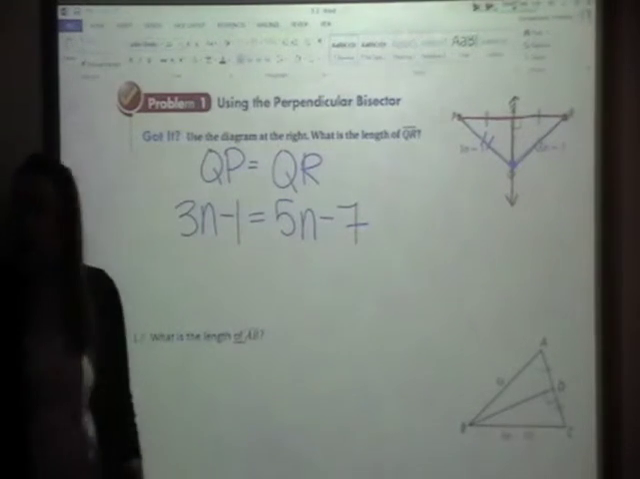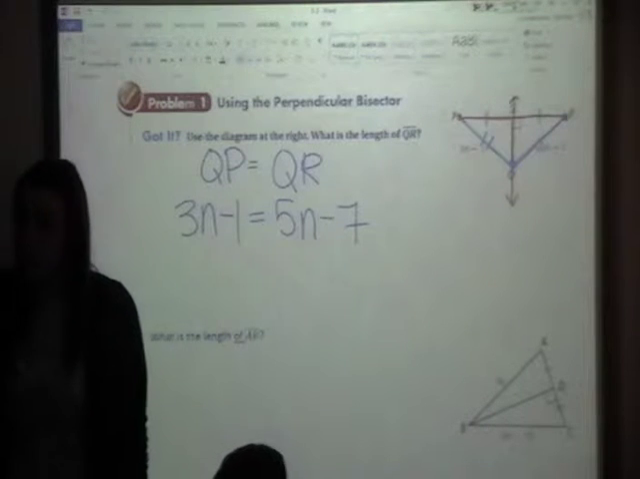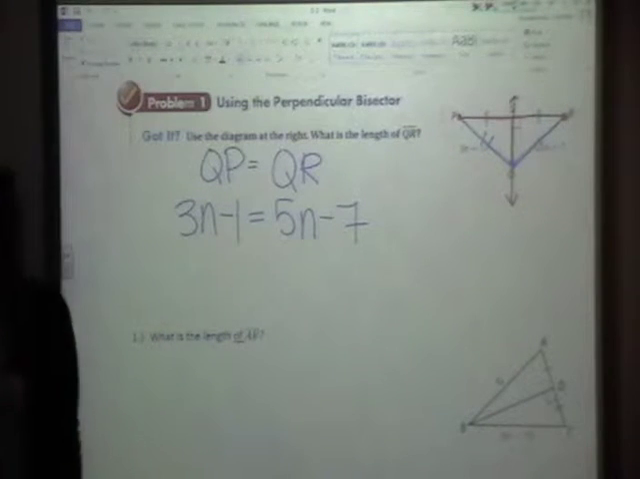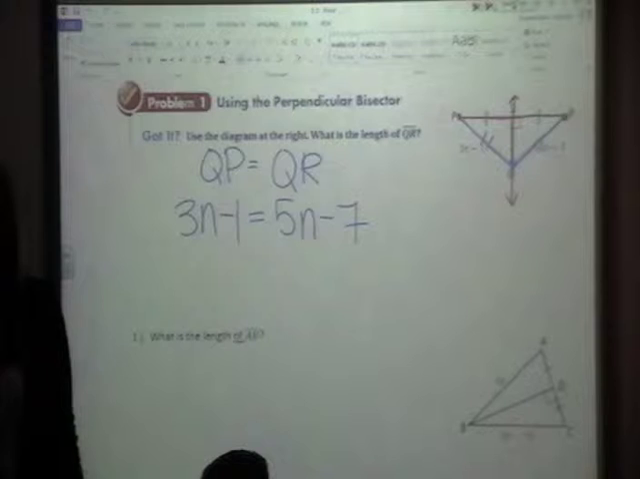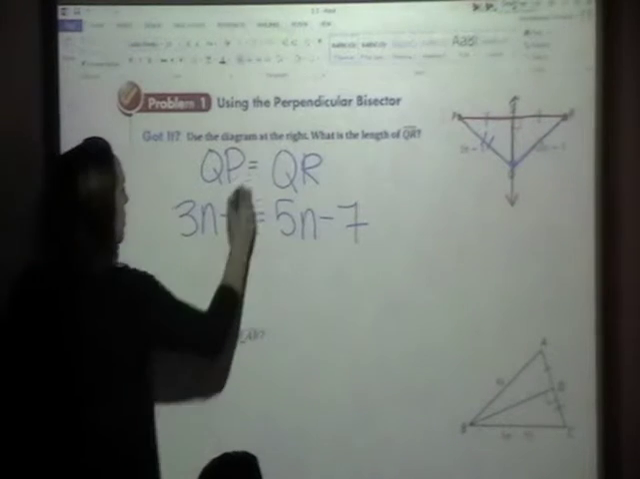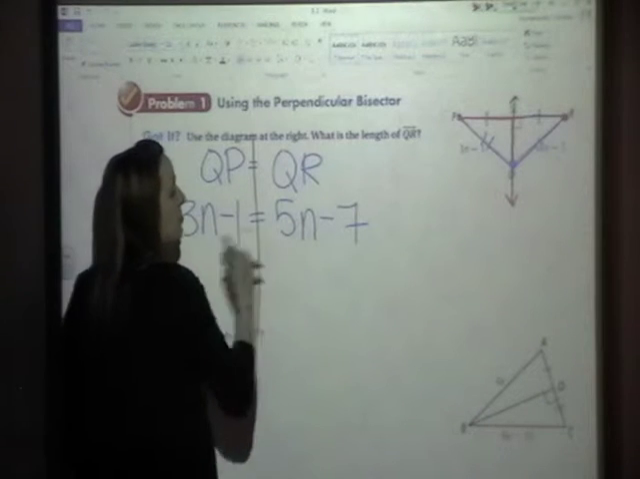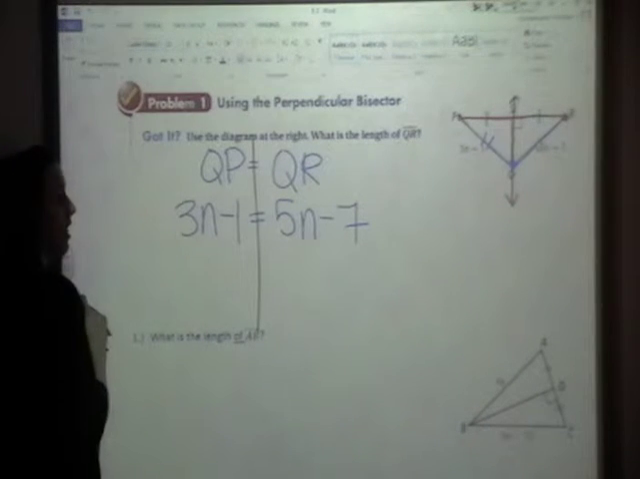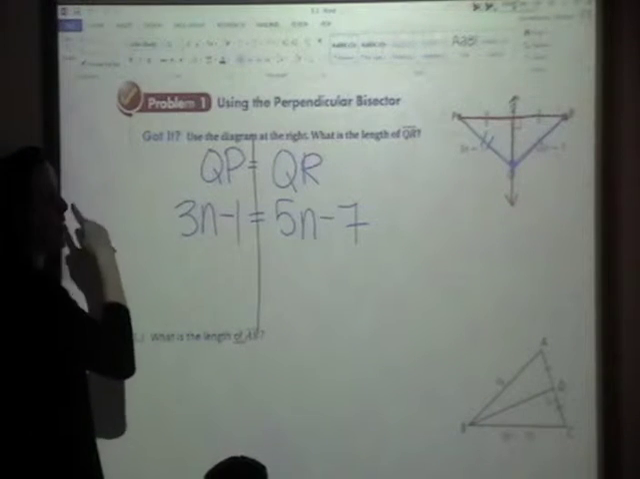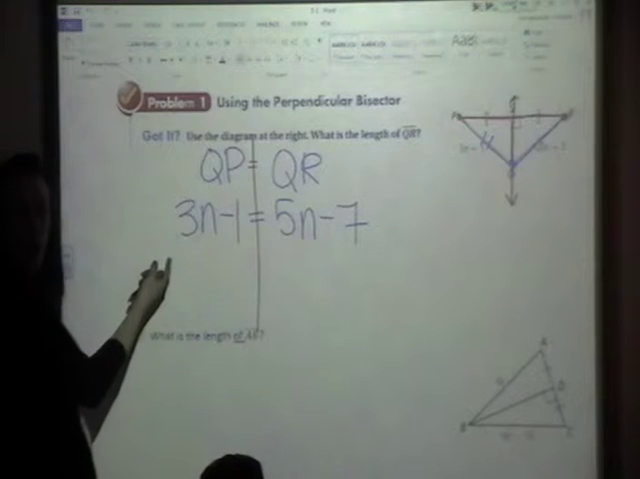Now, here it is. You've now created an expression. You now have variables. Solve them. You've now created a multi-step equation. So what do you want to start with first? We have 3n minus 1 equals 5n minus 7. Minus 3n. Why do you say minus 3n, Jason, versus 5? Because it's smaller. It's smaller.